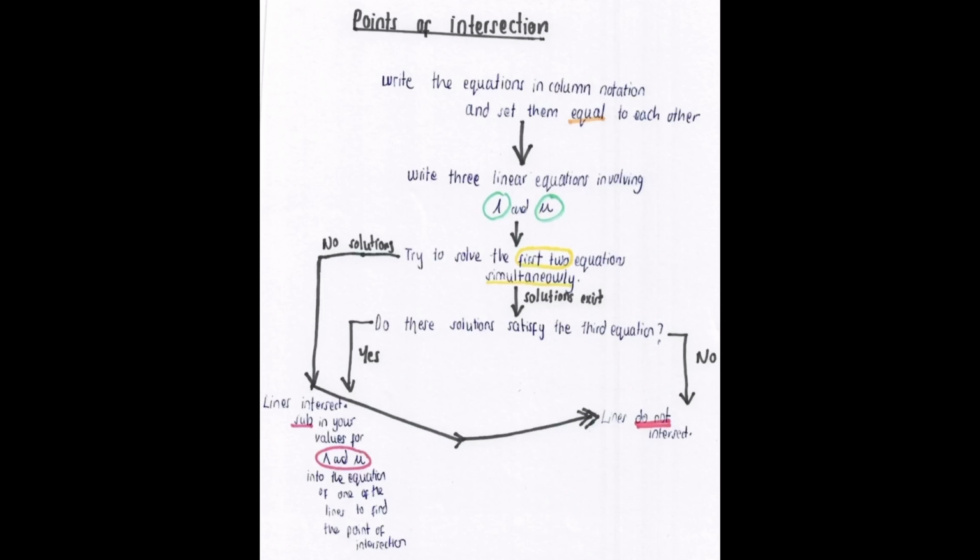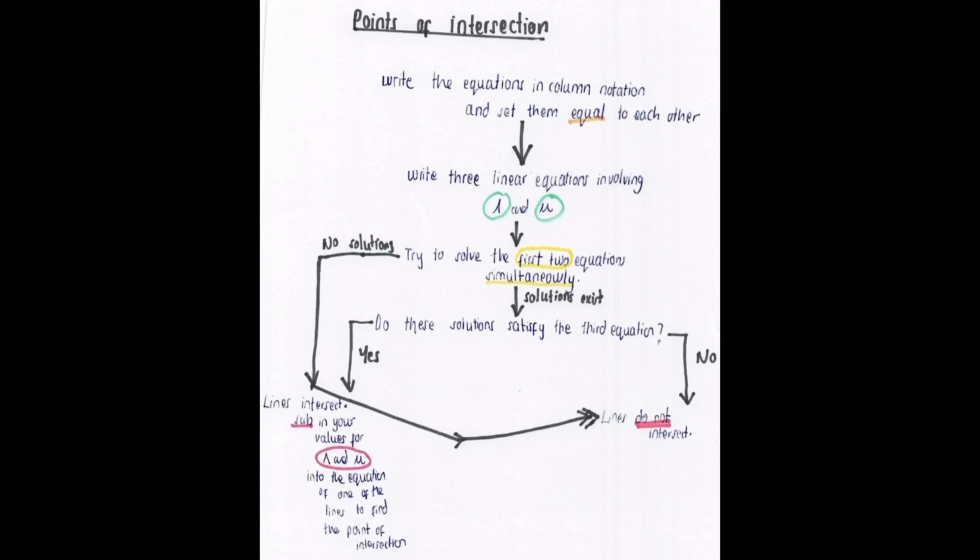To determine if two lines meet and find the intersection point, you follow these simple steps. Write down the equations in column notation and set them equal to each other. Write three linear equations involving lambda and mu, where lambda and mu are the parameters in the vector equations of the lines. Try to solve the first two equations simultaneously, and then follow the steps relevant to your result.